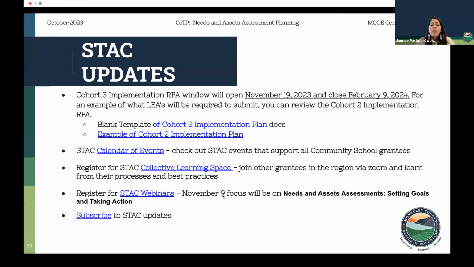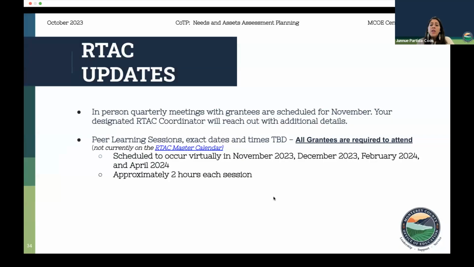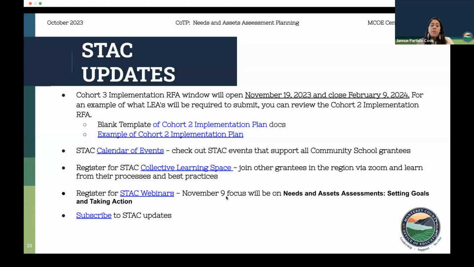Sure. So as all of you may have heard, if you're ready to apply for implementation cohort 3, the window for applying is coming up soon. There's many linked resources as far as the blank plan and an example of an implementation plan from cohort 2. Calendar of events, just a reminder to make sure you sign up for those STAC calendar of events. Collective learning space is very helpful. And subscribe to STAC updates. If you haven't already, if you're a new community school person at your site, you may want to make sure you sign up for those updates.